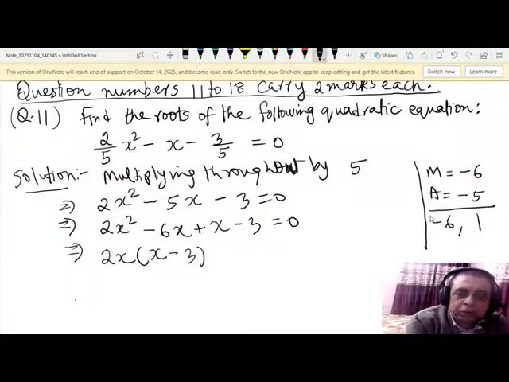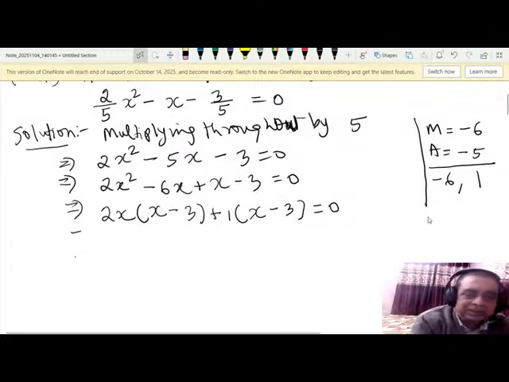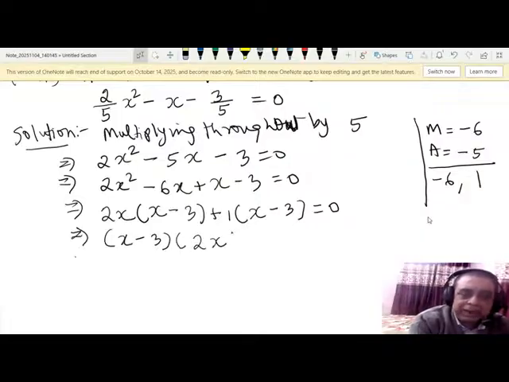Now take the common factor from the next two terms. It is plus 1. So take plus 1 and divide both the terms by plus 1. Inside the bracket we will have x minus 3, equal to 0. Now take this x minus 3 common from both the expressions. What is left? From the first we get 2x, and from the second plus 1. Write it within the next bracket, equal to 0.